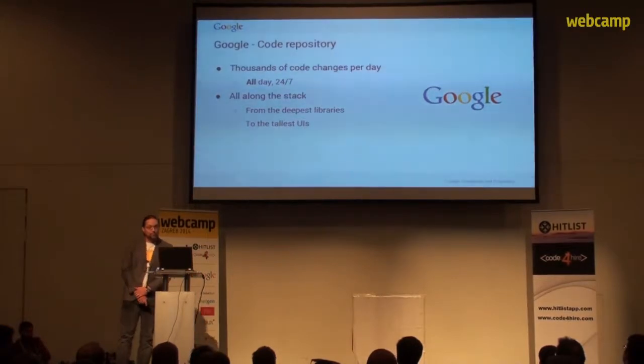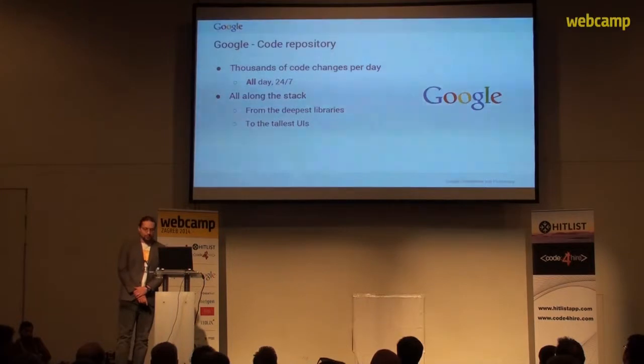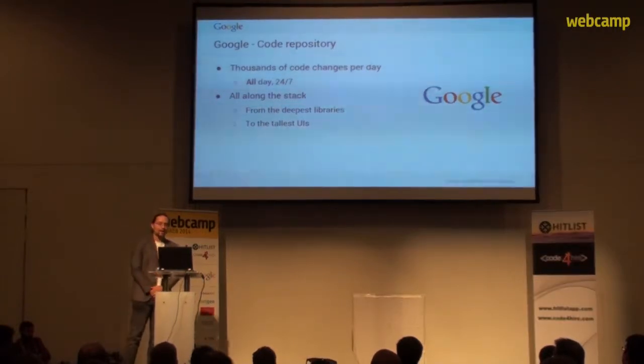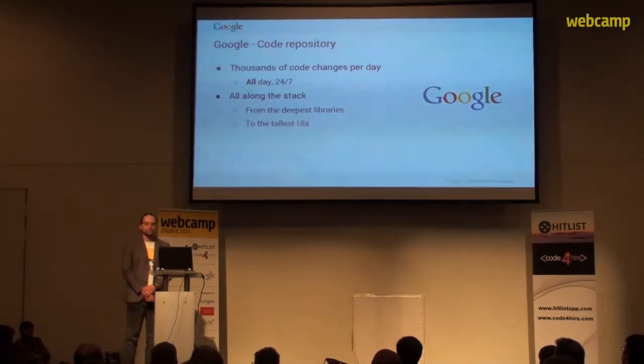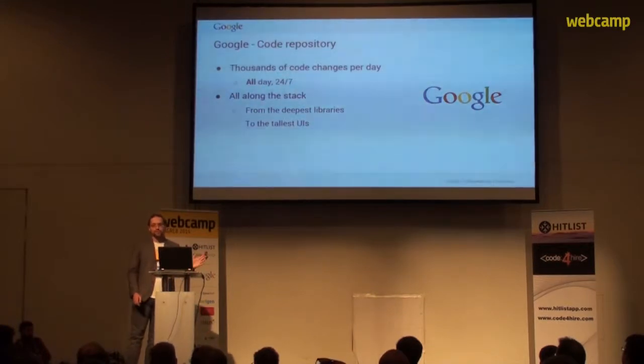We are also talking about thousands of code changes per day, and this means all day, because the offices are spread around the globe. When you're asleep, somebody somewhere is coding, checking your code. And the changes range from core libraries, with people working on string.h and stuff like that, to people working on their small button somewhere in Gmail.